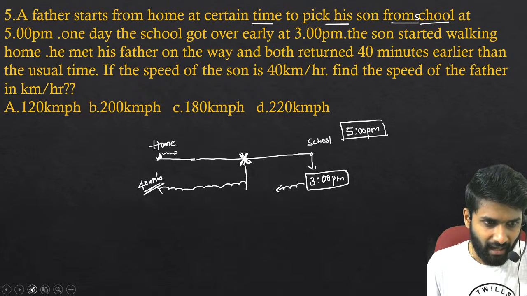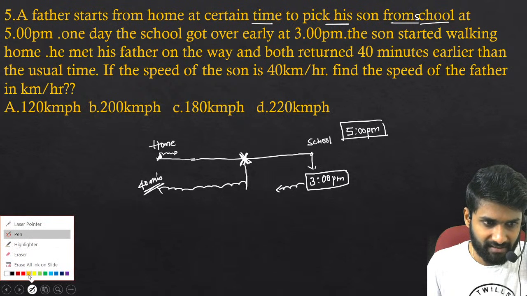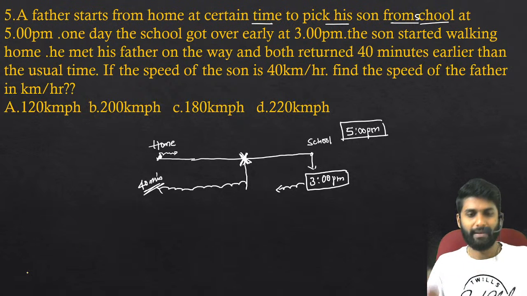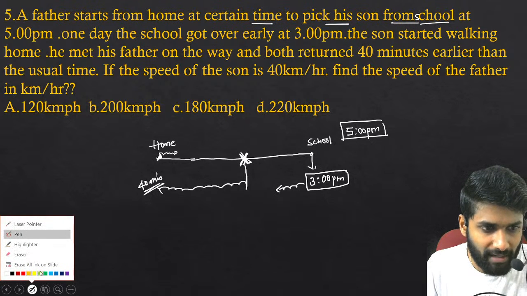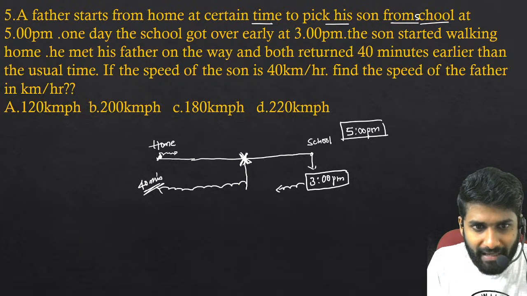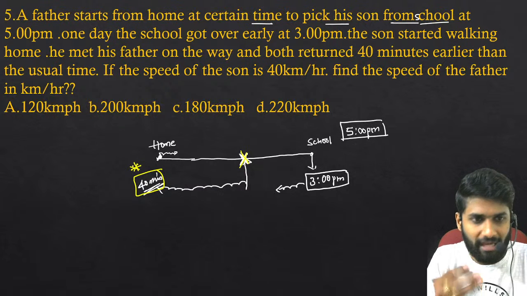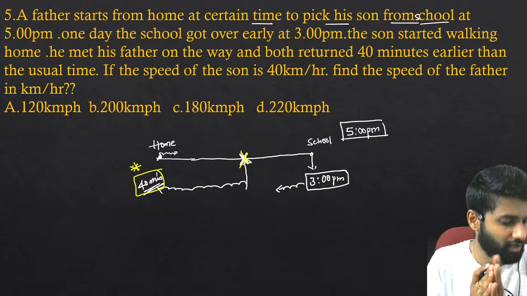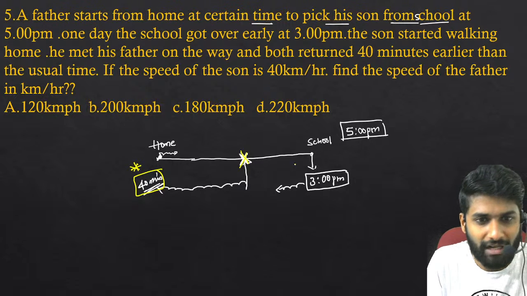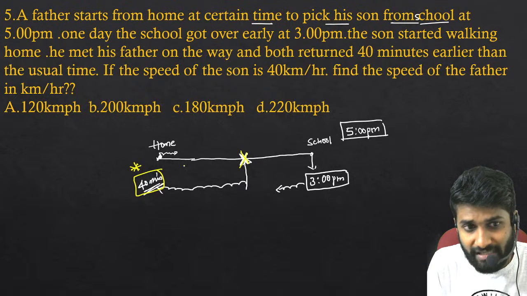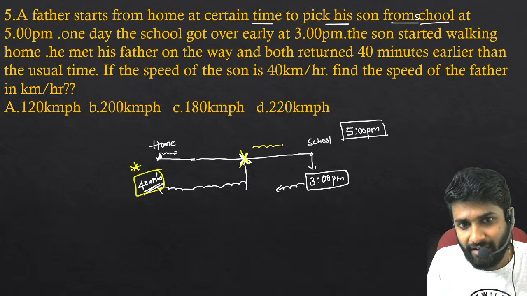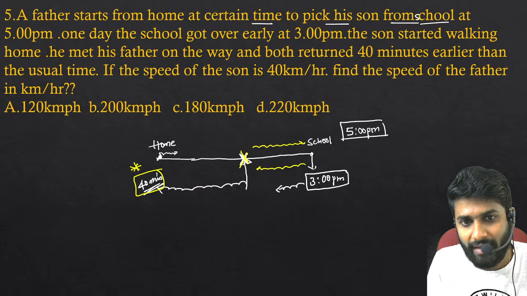Now see, guys, observe what the given parameters are. What is the most important parameter in the question? He picks up his son at a certain place and returns back, and for the entire trip he saves 40 minutes. This is the most important key point in this question. Why does he save 40 minutes? Because the father has not covered this distance and has not covered this distance. That is the only important part.